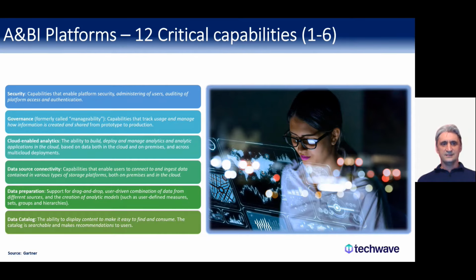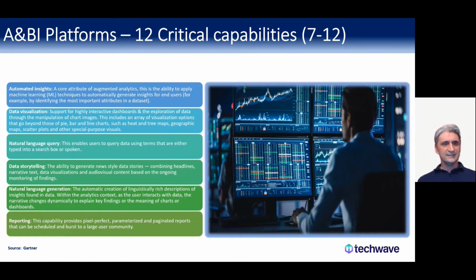Now let's take a look at the next 6. Automated insights, which is a core attribute of augmented analytics or advanced analytics. This is the ability to apply machine learning, ML, techniques to automatically generate insights for end users, for example, by identifying the most important attributes in a data set. So the most important attributes which contribute to, let's say, the profit or the gross margin or to some financial KPIs. Data visualization: support for highly interactive dashboards, and the exploration of data through the manipulation of chart images.